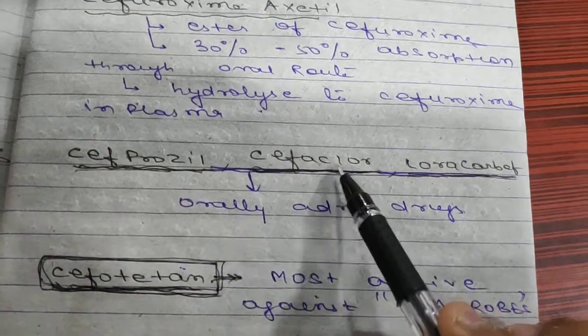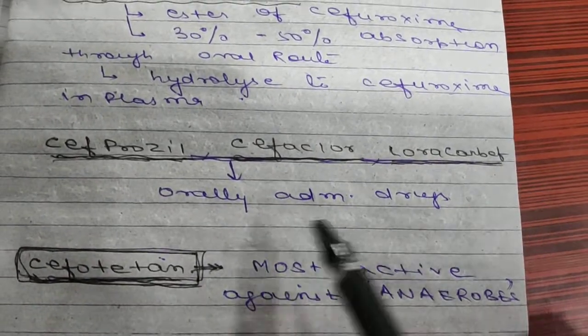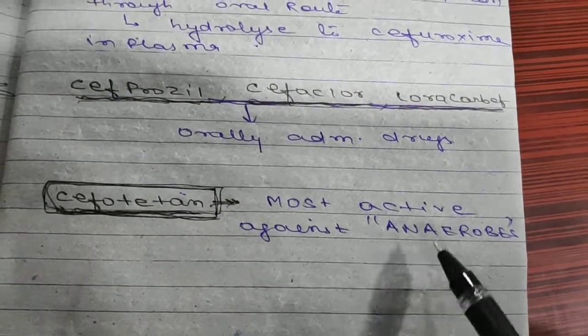Now then cefprozil, cefaclor and loracarbef, these are orally administered drugs. Now cefotetan, it is the most active against anaerobes. So this point you have to remember about the second generation drugs.